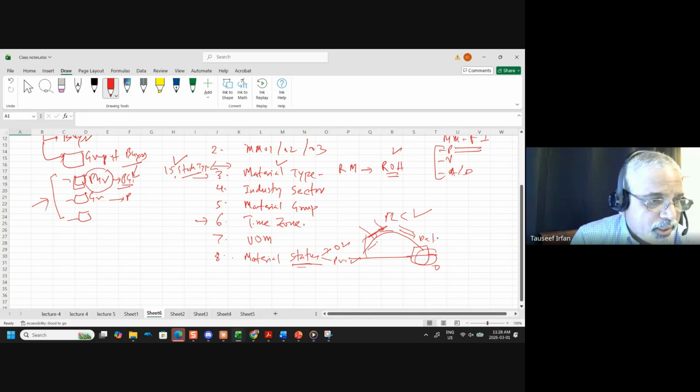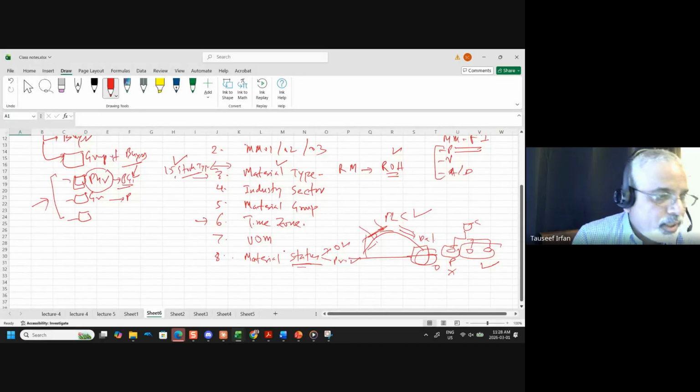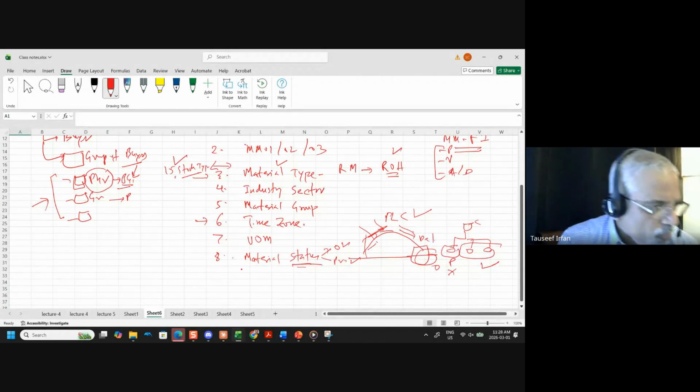Do you want to control at the client level so that all the plants will have the same status of that material, or do you want to control at the particular plant level, that these 2 plants can sell but this plant cannot sell? How will you control all that? Material status. Okay, we'll learn about that.